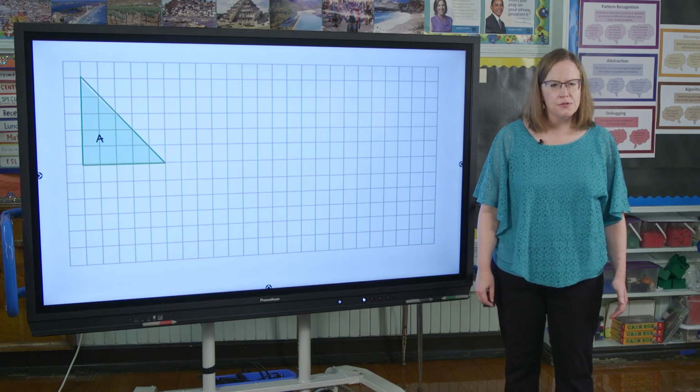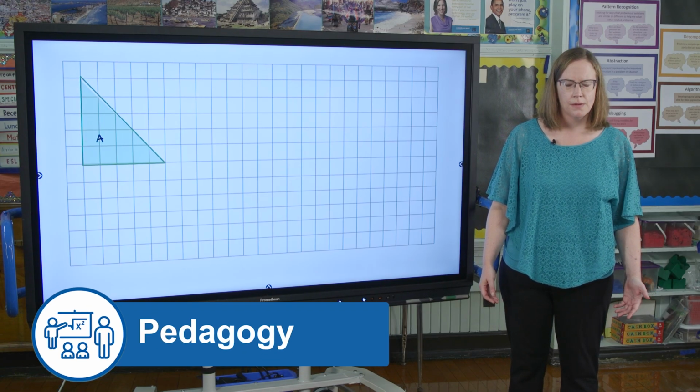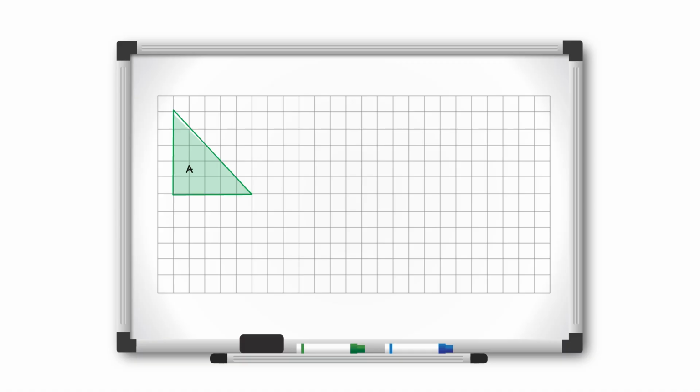Oh, that's such an interesting idea. Can I try to describe it just to make sure I understand? All right, so you were trying to find the area of triangle A, and as you were looking at it, you thought maybe if I put another copy of A on top there, that would make a rectangle. And you tried that, and it worked. You did get a rectangle.